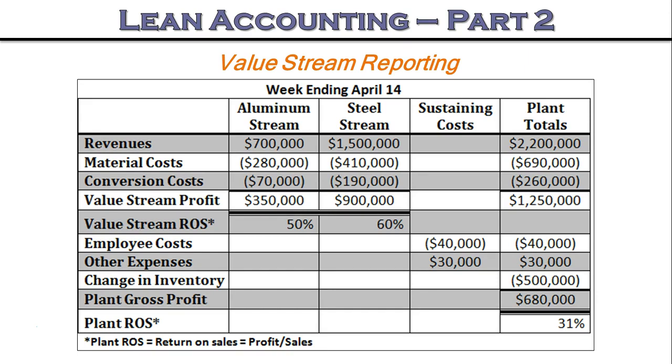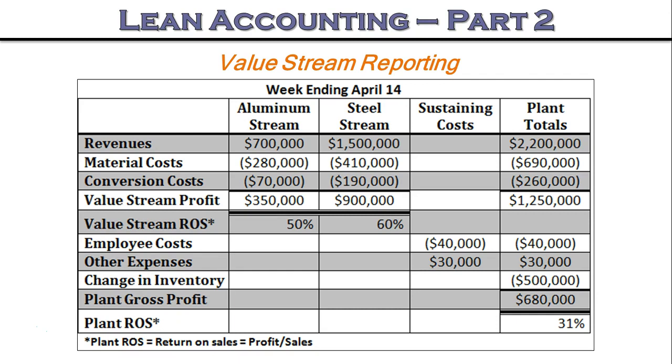The plant had significantly increased its sales of steel wheels to auto manufacturers that were replacing low-end aluminum wheels with steel units on new models. Costs outside the value stream, sustaining costs, are reported in a separate column. The revenues and costs reported are the actual revenues and costs for the week.